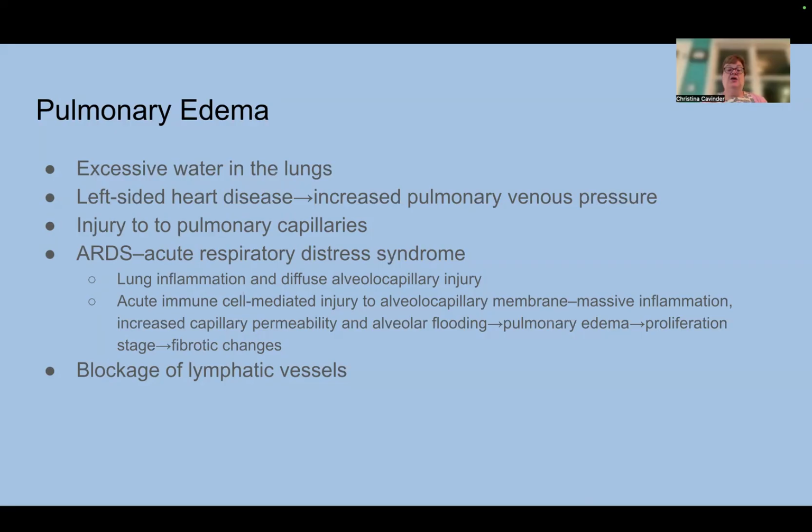This is usually caused by an acute immune cell-mediated injury to that alveolar capillary membrane where you have the gas exchange. You have massive inflammation, increased capillary permeability, so leaking of fluid. The alveoli become flooded, and then you have pulmonary edema. During the proliferation stage, it will lead to fibrotic changes. We already told you that's a bad sign once you get to the fibrotic tissue. It will also block your lymphatic vessels so they won't drain properly, which again leads to fluid building up around the lungs because that's where you have that exchange of lymph fluid.